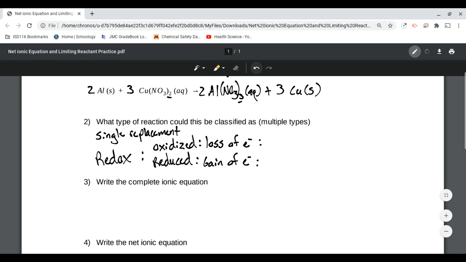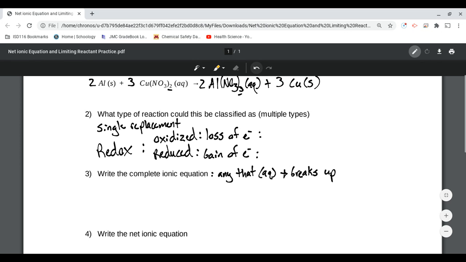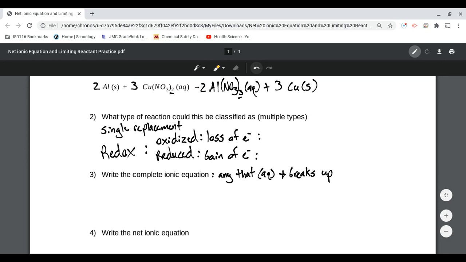When we write our complete ionic equation, what makes it a complete ionic equation is that anything that has an AQ phase label, we'll just say breaks up. Because if we were to zoom in on this aqueous solution, we would see that there are copper ions and nitrate ions floating around at first, and then at the end there would be aluminum ions and nitrate ions floating around in that solution as well. So we break everything up, which means we're going to write them with their component charges. And this is going to be pretty long. Anything that's solid stays together or just stays as it is.